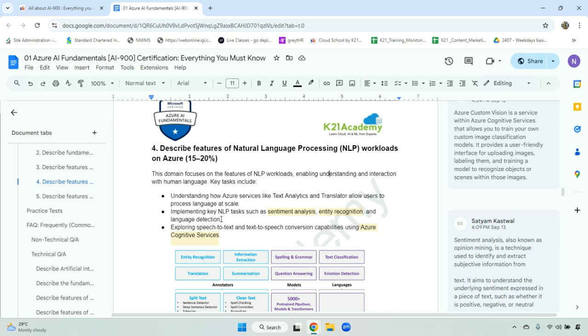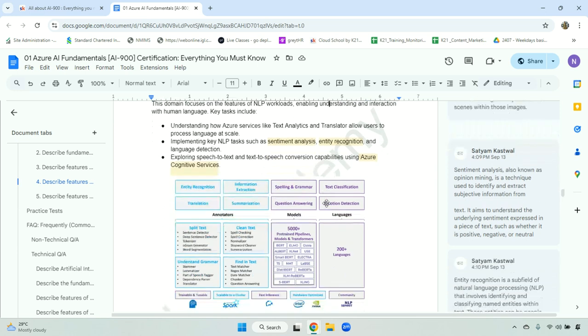Second is implementing key NLP tasks such as sentiment analysis, entity recognition, and language detection. Third is exploring the speech to text and text to speech conversion capabilities using Azure's Cognitive Services. So these three are the tasks which you should be focusing on more in this particular module.